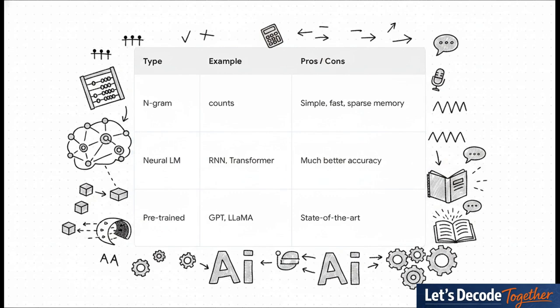Of course, things have evolved quite a bit from those simple counting methods into the incredibly powerful AI we see today. That basic counting we just talked about, that's an n-gram model. It's simple, it's fast, but it has a very short, sparse memory. Stepping up from that, we get neural language models. These use complex architectures, things you might have heard of, like RNNs, LSTMs, and transformers. Now, these require vastly more computing power, but they deliver massively better accuracy. And then finally, at the very top, we have pre-trained models like BERT, GPT, and Llama. These represent the absolute state-of-the-art systems that are dominating the headlines right now.